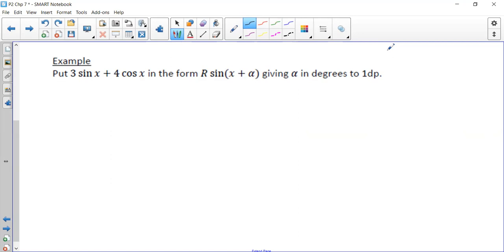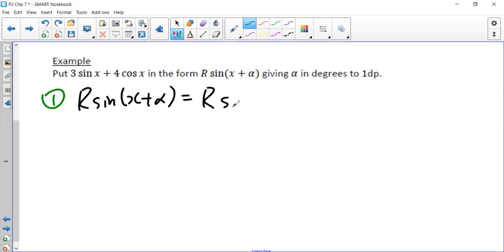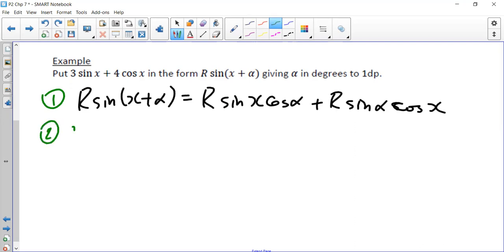Right, so put 3 sine x plus 4 cos x in the form of R sine(x plus alpha), giving alpha in degrees to 1 decimal place. So step 1, we expand the R sine(x plus alpha). So sine(A plus B) is the same as sine A cos B plus sine B cos A. If you think about the R, you should expand in brackets, so you get R in front of each. Step 2, we compare the coefficients.